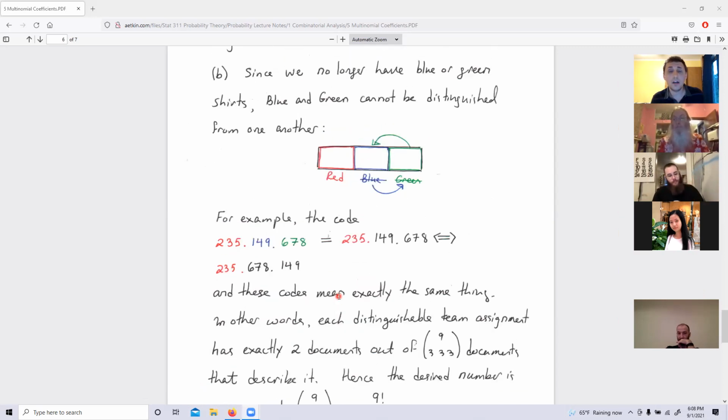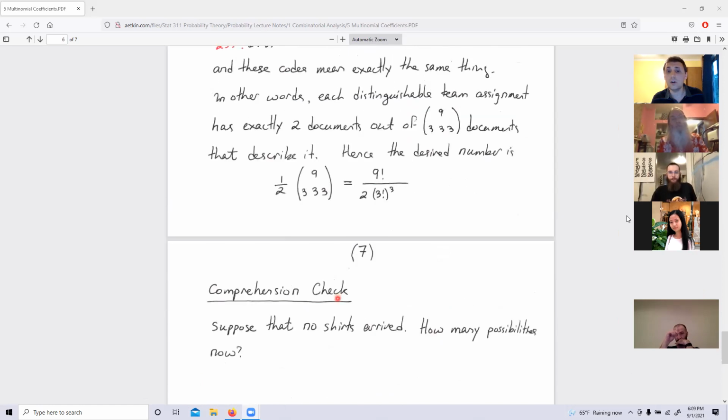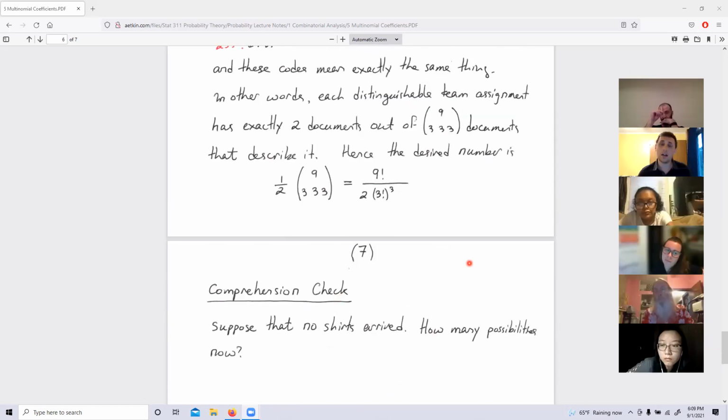And then maybe one more comprehension check, guys, right? So now no shirts arrived at all. So there are no jerseys whatsoever. We don't know who is red, who is blue, and who is green. How many possibilities now? And be very careful, guys. Again, be mindful.